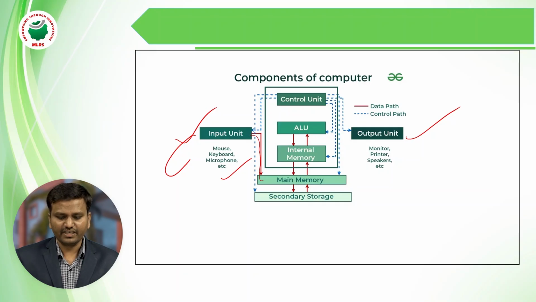After that we get the output here, like data. Here we are seeing the monitor, printer, speakers. This is the overview of the components of a computer that we are seeing here.